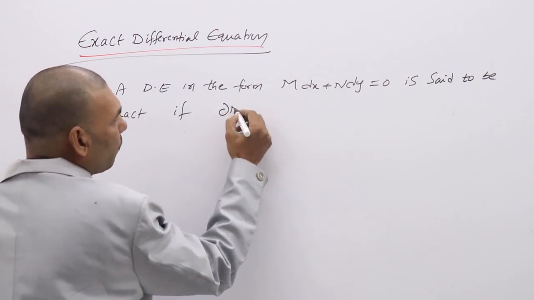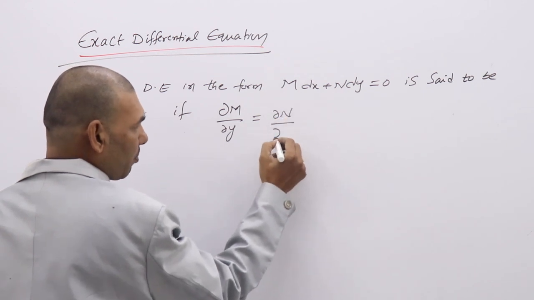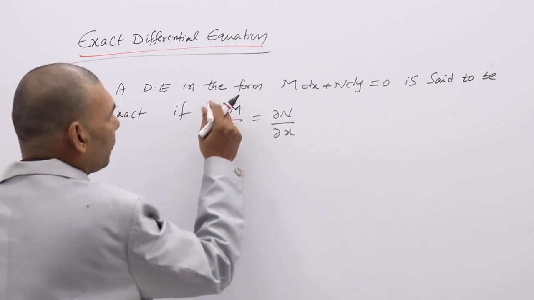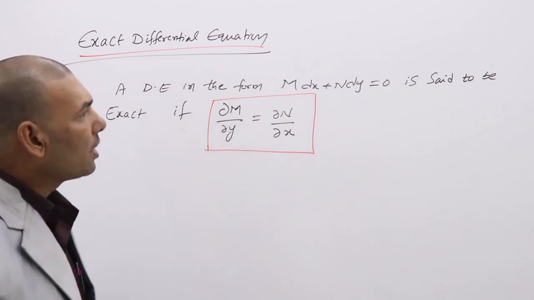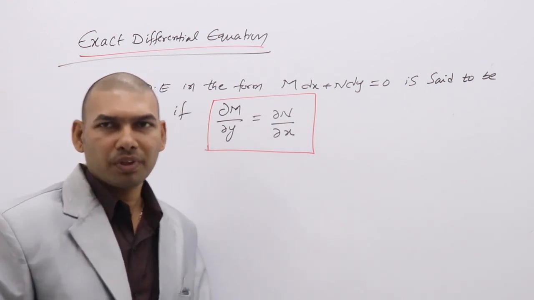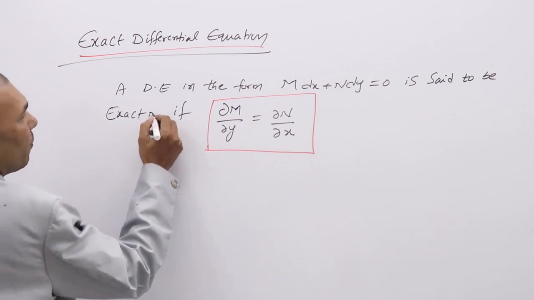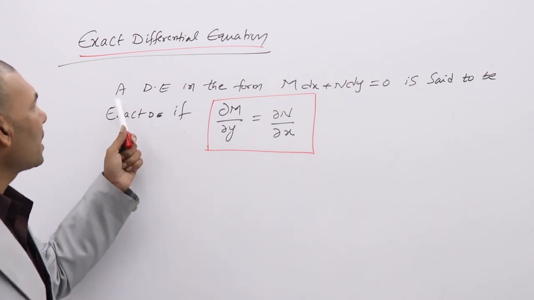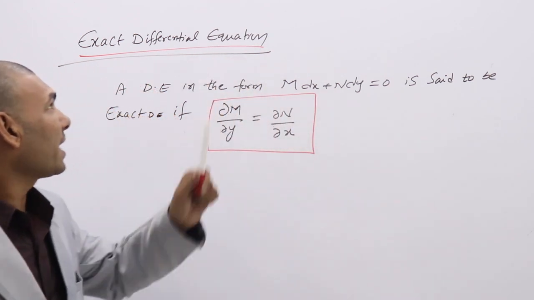∂M/∂y is equal to ∂N/∂x. This is the key point to decide whether the given first order first degree differential equation is in exact form. ∂M/∂y equal to ∂N/∂x. Then we say that the given differential equation is in exact form.